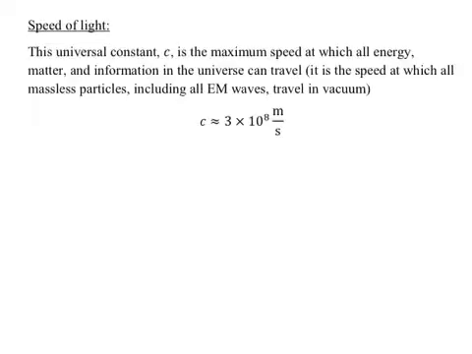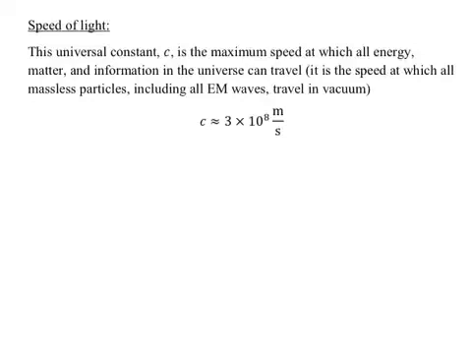Next, the speed of light. The speed of light is a universal constant, and it's the maximum speed at which all energy, matter, and information in the universe can actually travel. And this is the speed at which massless particles, including EM waves, travel in a vacuum. The fact that this is finite is pretty unbelievable to think about, meaning that nothing can actually surpass the speed of light. Now, some quick facts for you.